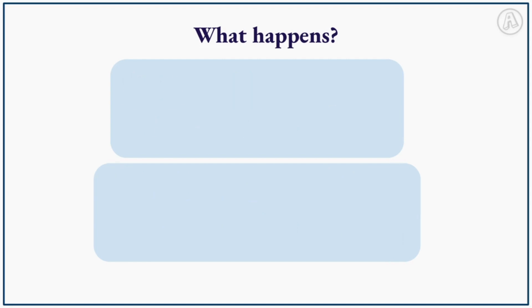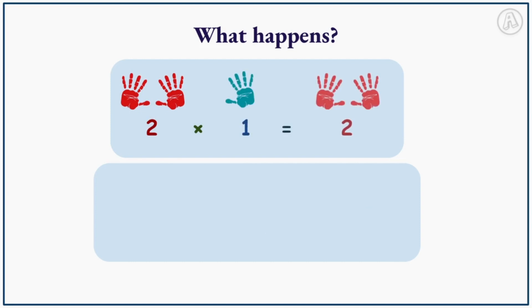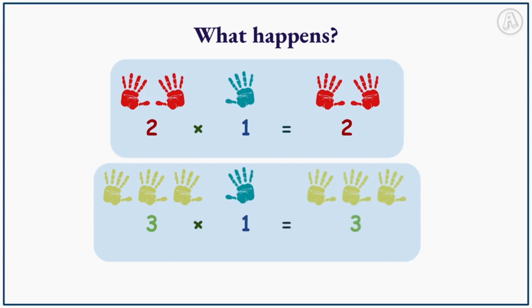Now let's multiply by 1. 2 times 1 equals 2. And 3 times 1 equals 3. We can see by multiplying with 1, we did not change the value.